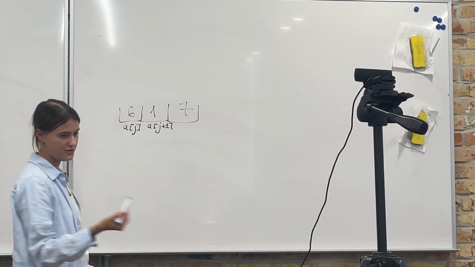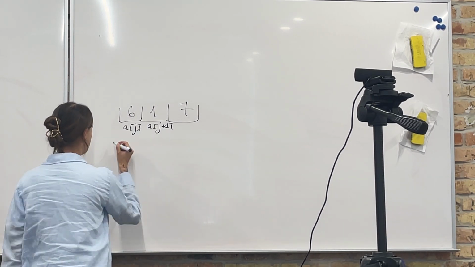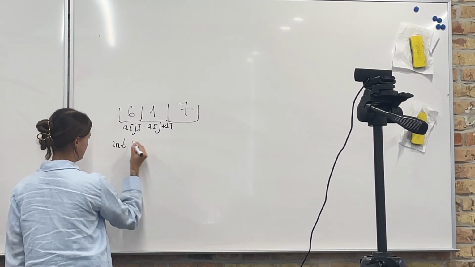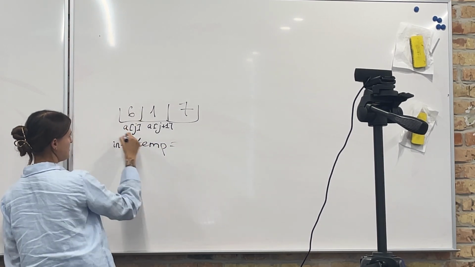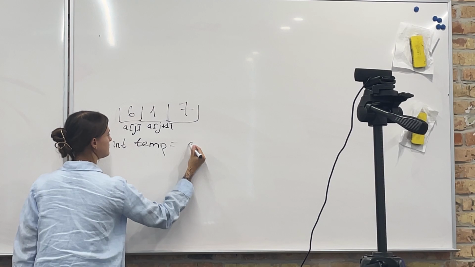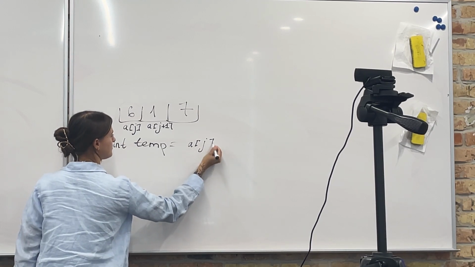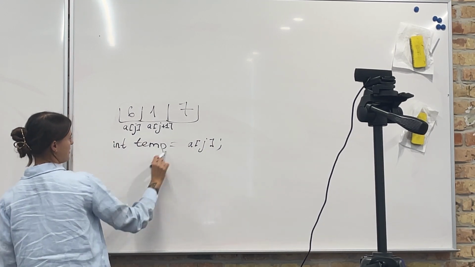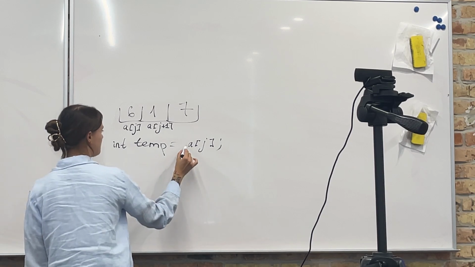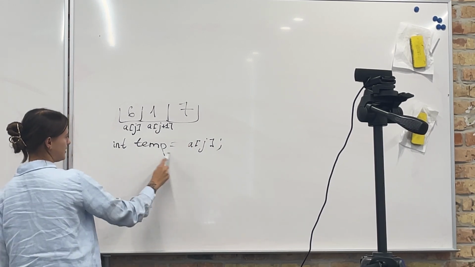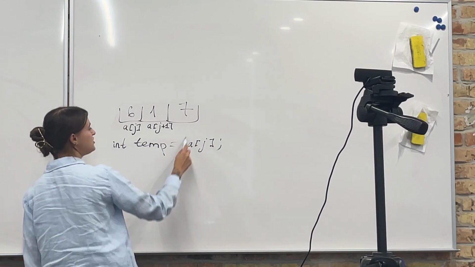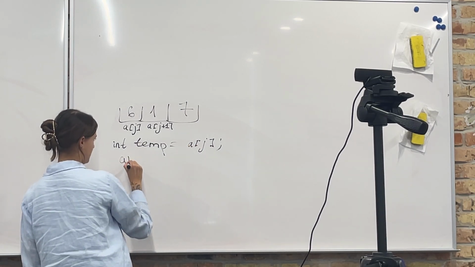How are we doing it? We create a temp variable, and this element goes in it. Now in the temp variable we have 6. Now we can change this one because we stored its value in a temporary variable, so we now can change it. And we are changing it.